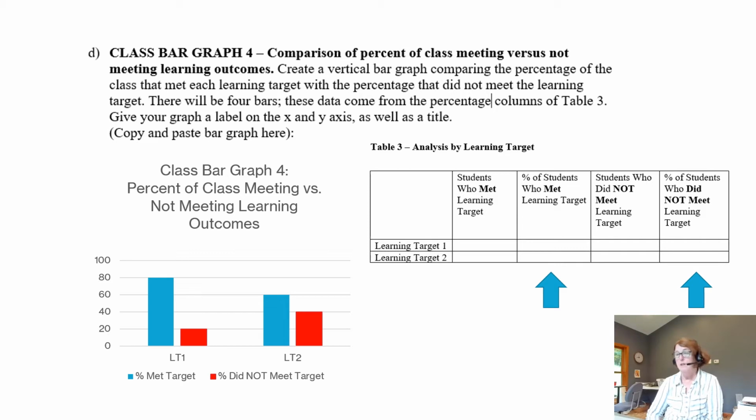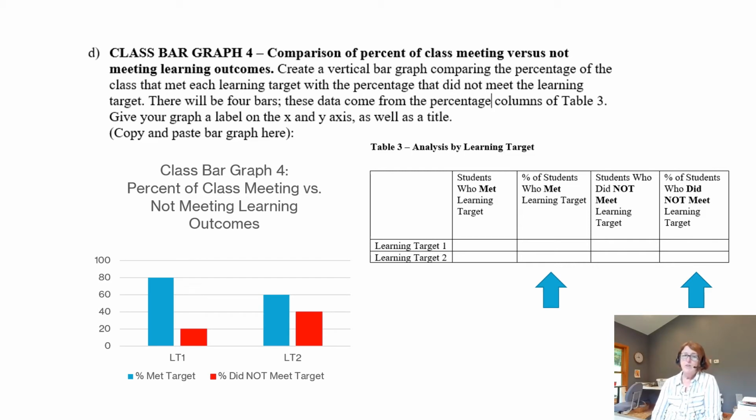So again, the title is what I've been doing all along, Class Bar Graph 4, percent of class meeting versus not meeting learning outcomes. And again, I just made up dummy numbers. Here this time, you can see that more students met the learning target than did not meet the learning target, the greater percentage. However, it appears in this set of dummy numbers, a greater percentage struggled with learning target 2. The met and did not meet were a little bit closer.